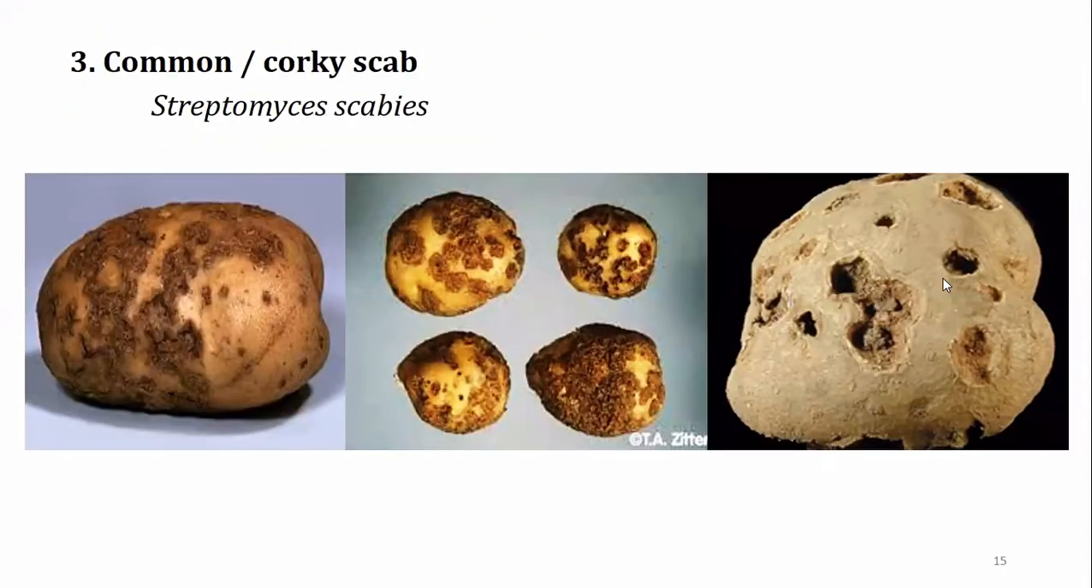Next disease is the scab disease. It is known as common scab or potato scab. Streptomyces scabies is the causal organism. Here, in all the pictures, you can see at the outer surface a corky-like structure, a brownish hardy structure.